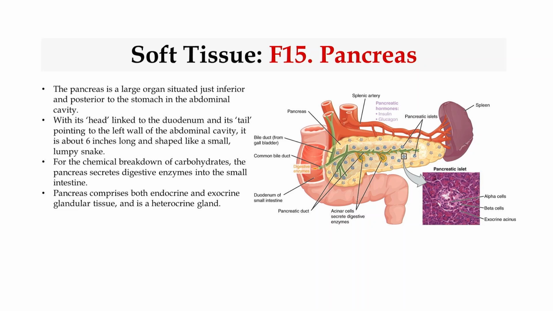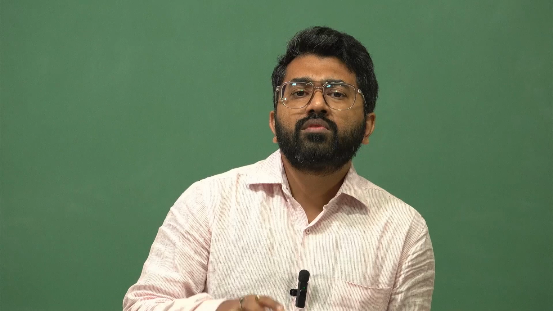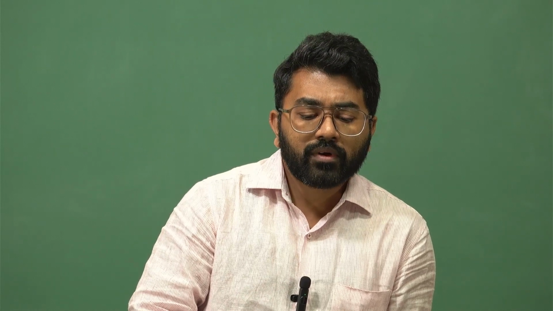For the chemical breakdown of carbohydrates, the pancreas secretes digestive enzymes into the small intestine, and then finally it causes the breakdown of the carbohydrates. The pancreas comprises both endocrine and exocrine glandular tissues and is known as a heterocrine gland. Many of these terms are widely known in biology lessons, so I'm going to skip that. We're going to focus on the soft tissue aspect.